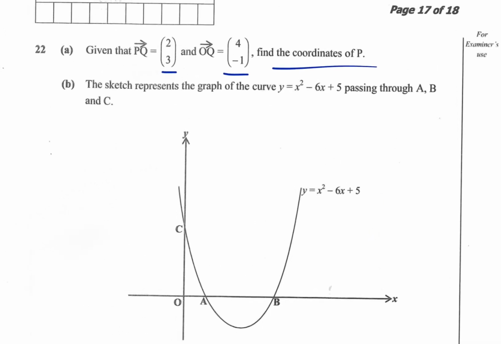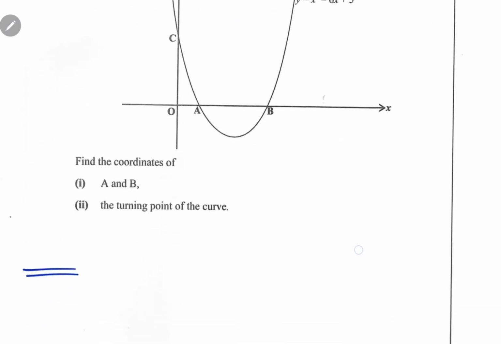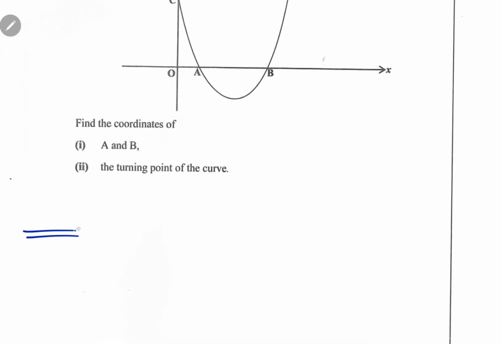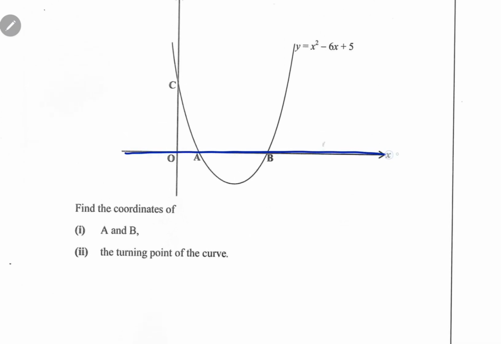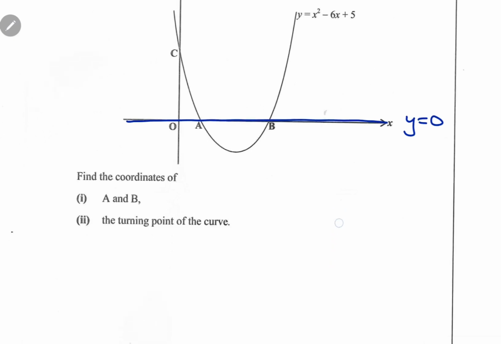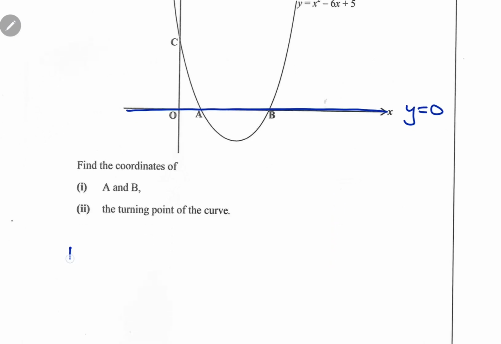Coming to question B, sketch, represent the graph, this graph, passing through points A, B and C. Find the coordinates of A and B. The coordinates of A and B are along the line y equals 0. So we just equate the equation to 0. The equation is y equals x squared minus 6x plus 5. So we say x squared minus 6x plus 5 equals 0.